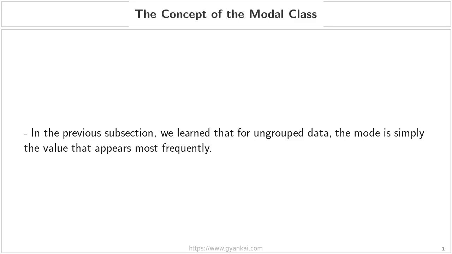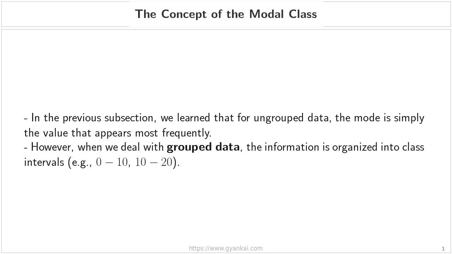Now, if you recall from our previous lesson on ungrouped data, finding the mode was quite straightforward. It was simply the value that appeared most frequently in your list. However, things change slightly when we move into the realm of grouped data.